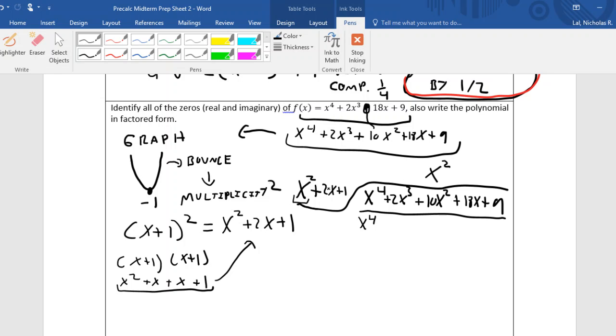X squared times 2x is 2x cubed. X squared times 1 is x squared. Now take parentheses, subtract: x to the fourth minus x to the fourth is 0. 2x cubed minus 2x cubed is 0. What's 10x squared minus x squared? 9x squared. We bring down the 18x and the 9.